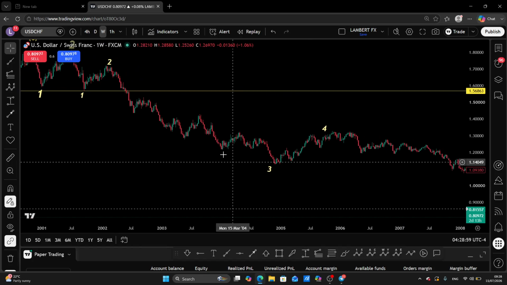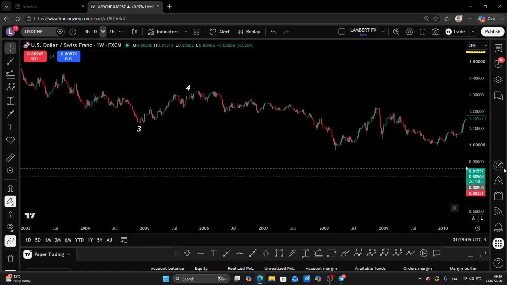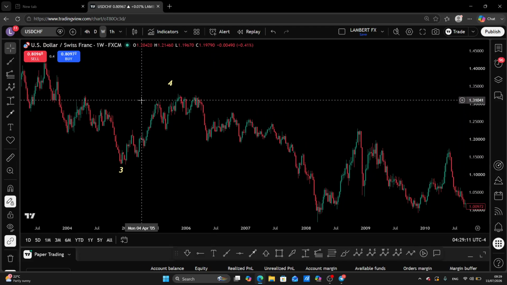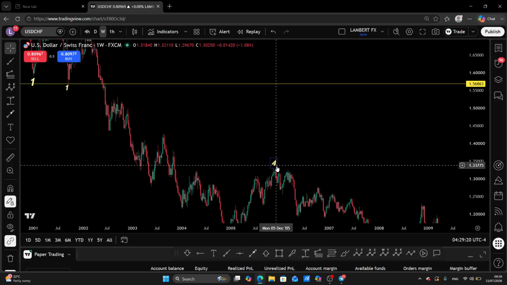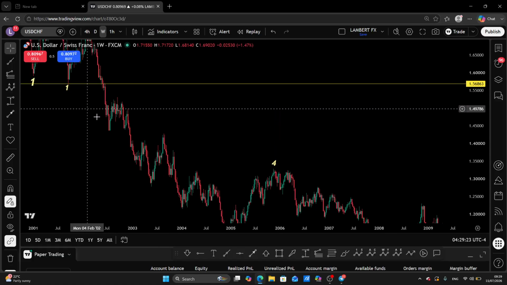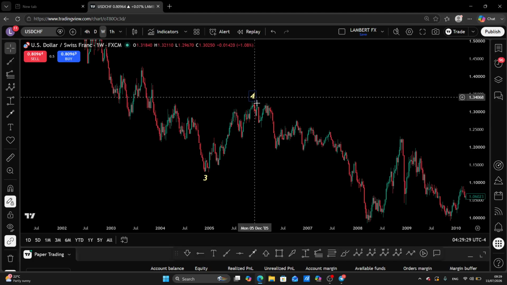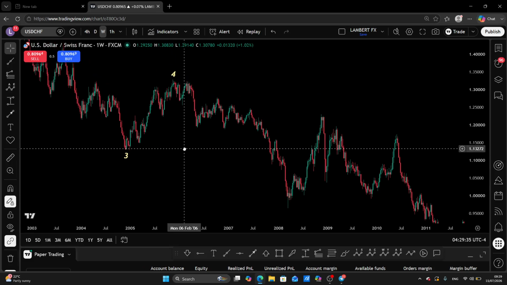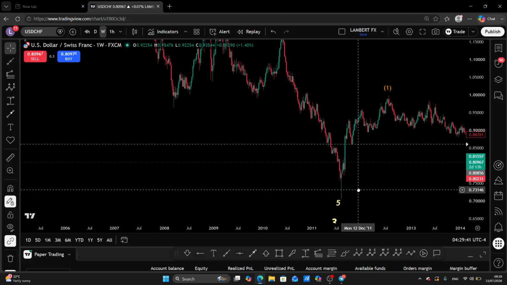Okay, so we have a sub leg 1, 2, 3, 4, 5 for 3, and then we had our correction for 4. Okay, the 4 terminated here because this high was higher than this high, so this was our 4. And according to the rules of Elliott Wave, your 4 must not trade anywhere near where your 1 ended. So this is 4, and then after the 4, you need another 5 sub leg down for 5, which we got here for 5.